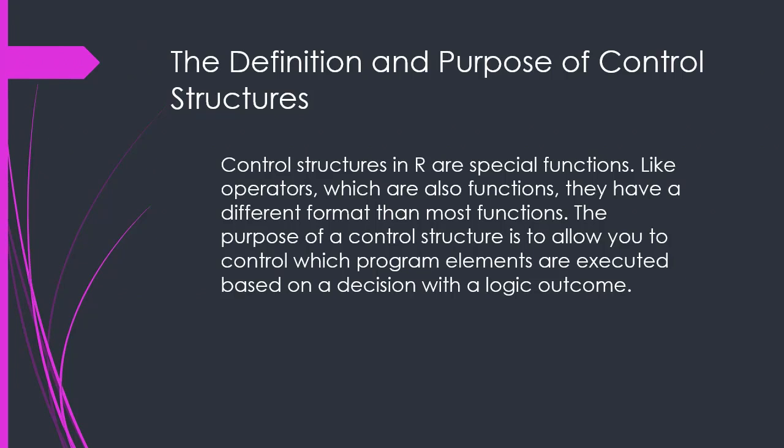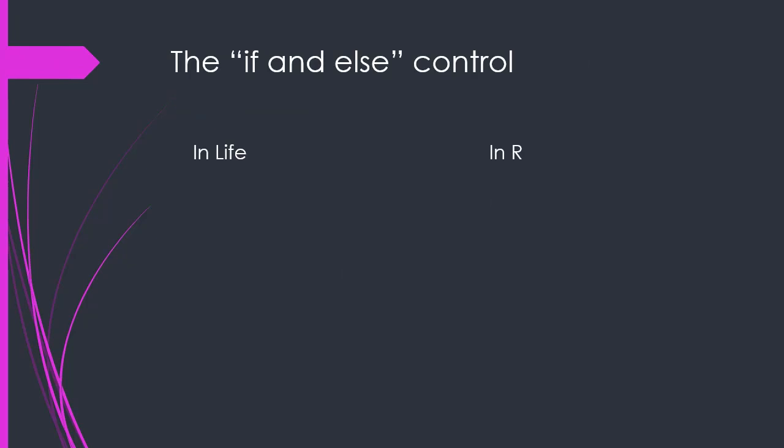There are 5 control structures that we're going to look at. These are the 5 main control structures in R. And we're going to begin with the if and else control.